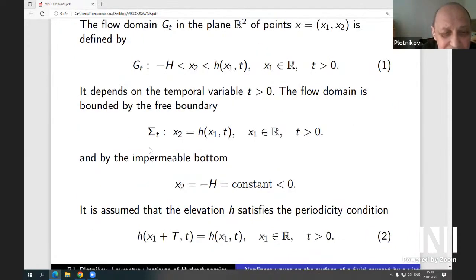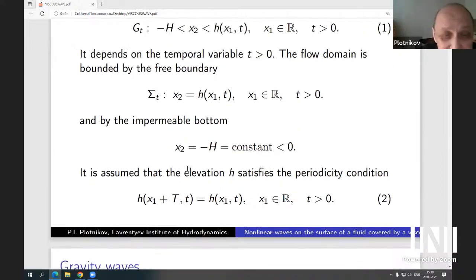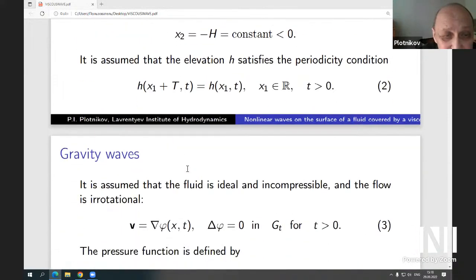We restrict our consideration to the periodic case and assume that the function h, which determines the free boundary, satisfies the following periodicity conditions with some period T, which may be fixed, maybe unknown. It depends on the formulation of the problem.